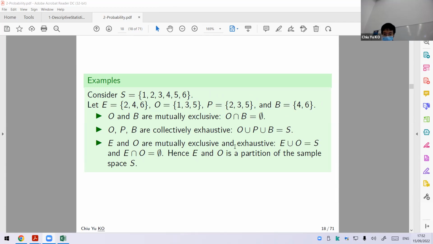Now the next thing is, can we have mutually exclusive and exhaustive? Yes, we can. E and O are actually mutually exclusive, right? And exhaustive because adding them up gives 6, right? That means E and O is a partition. Is that okay? Is there any question?